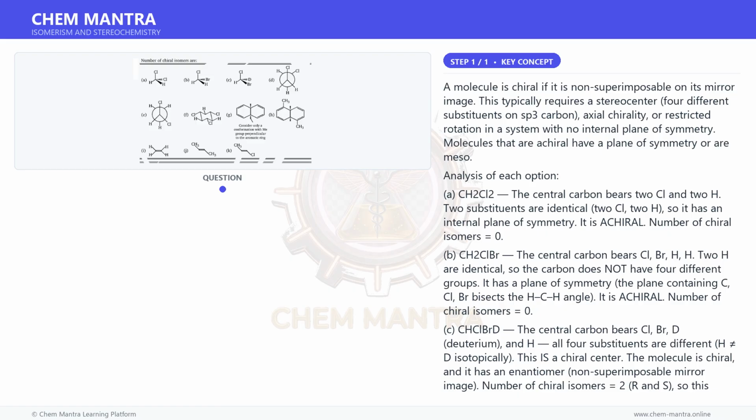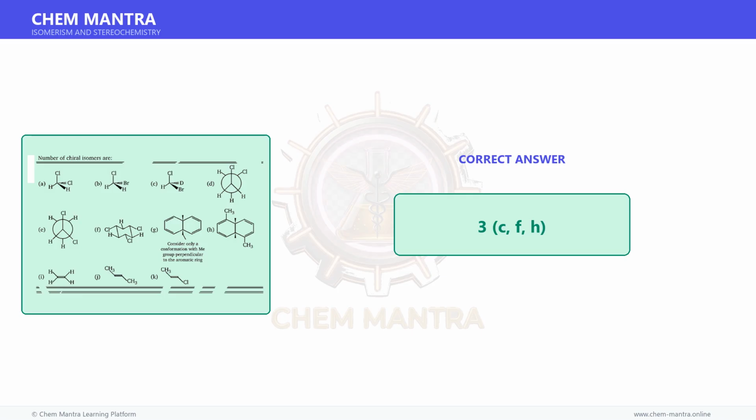Summary of chiral molecules: C, CHClBrD, chiral; F, trichlorobicyclic compound, chiral; H, dimethyltetrahydronaphthalene, chiral. All others are achiral. Total number of cases with chiral isomers equals 3, corresponding to structures C, F and H. Therefore, the correct answer is 3, C, F, H. The correct answer is shown on screen.